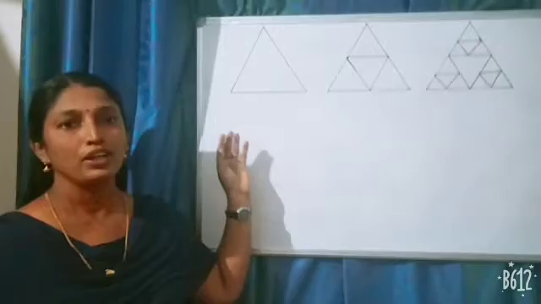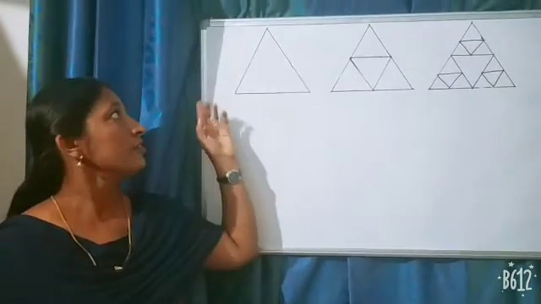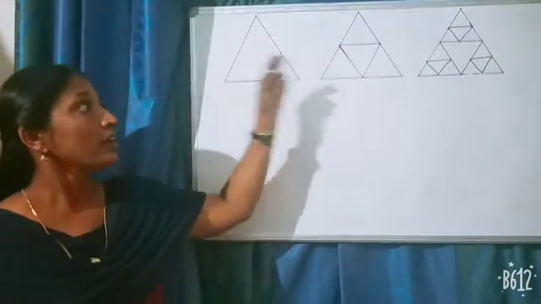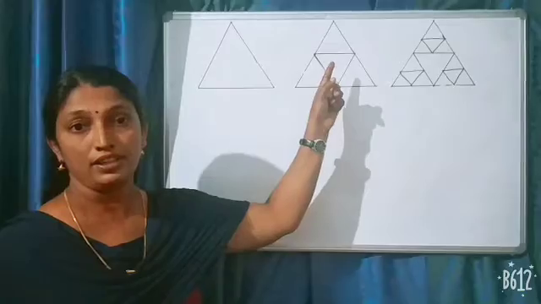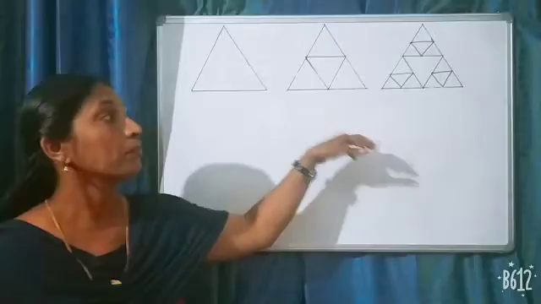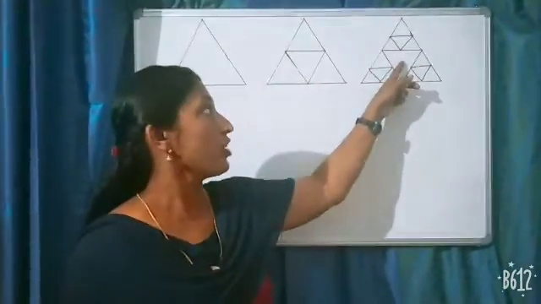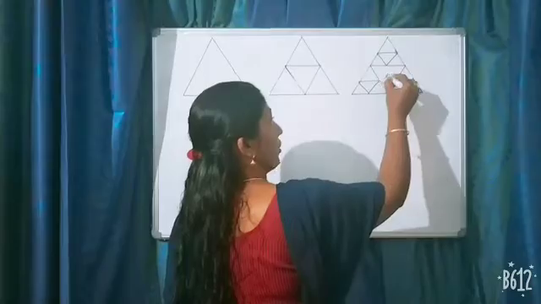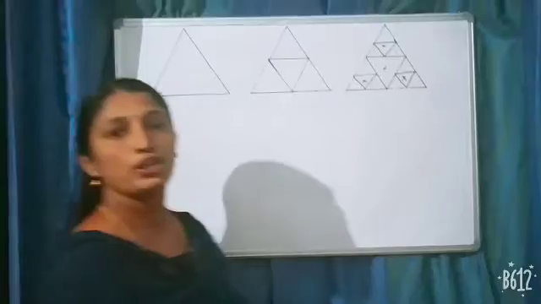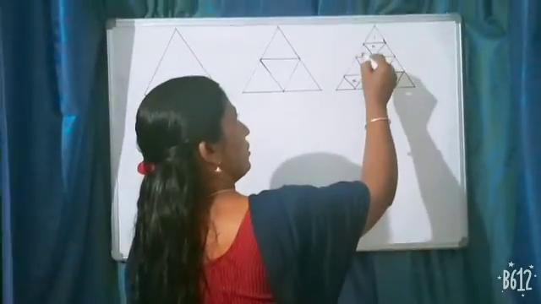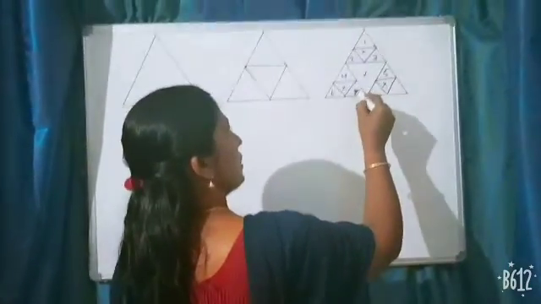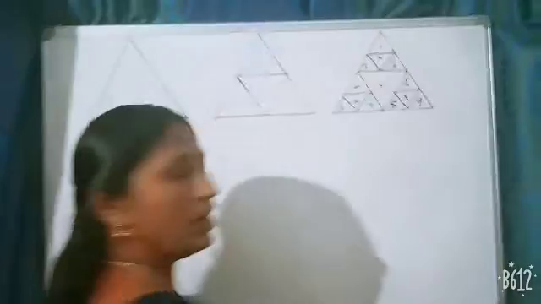In your textbook, all figures are colored and here only 1 triangle. Here we have removed the central triangle. So, total number of triangles 3. So when we come to this triangle, we removed this triangle, this one removed, this one removed, this one removed. So total number of triangles 1, 2, 3, 4, 5, 6, 7, 8, 9.